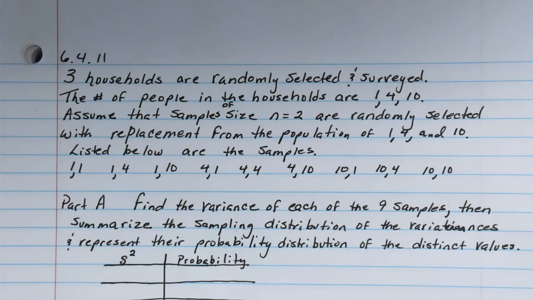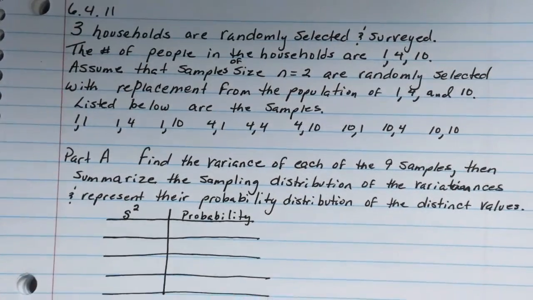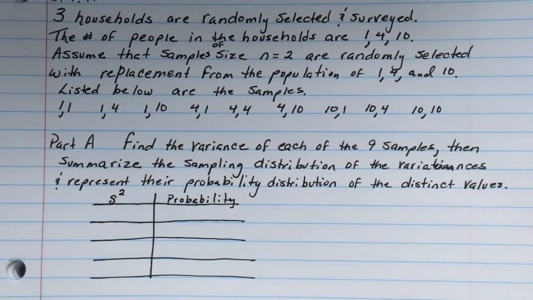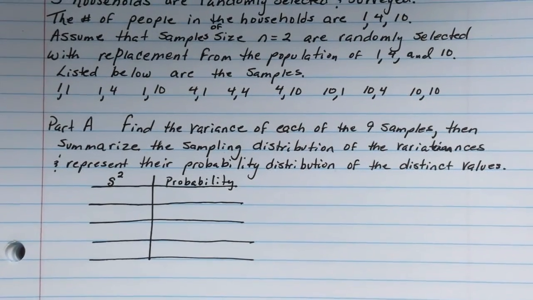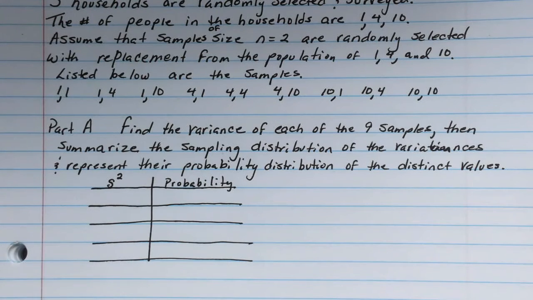So part A asks you to find the variance of each of the 9 samples, then summarize the sampling distribution of the variances and include their probabilities. So how often are you going to get that particular variance? All right. So let's look at what we need to first do. They give you a chart in MyMathLab, and if you notice already, the chart does not contain 9 different variances. So we know some of these variances are going to repeat.